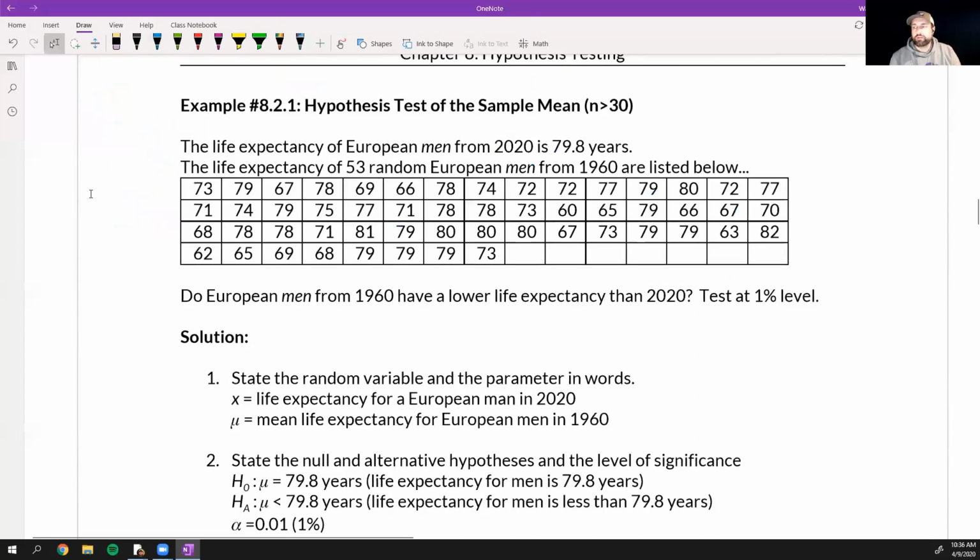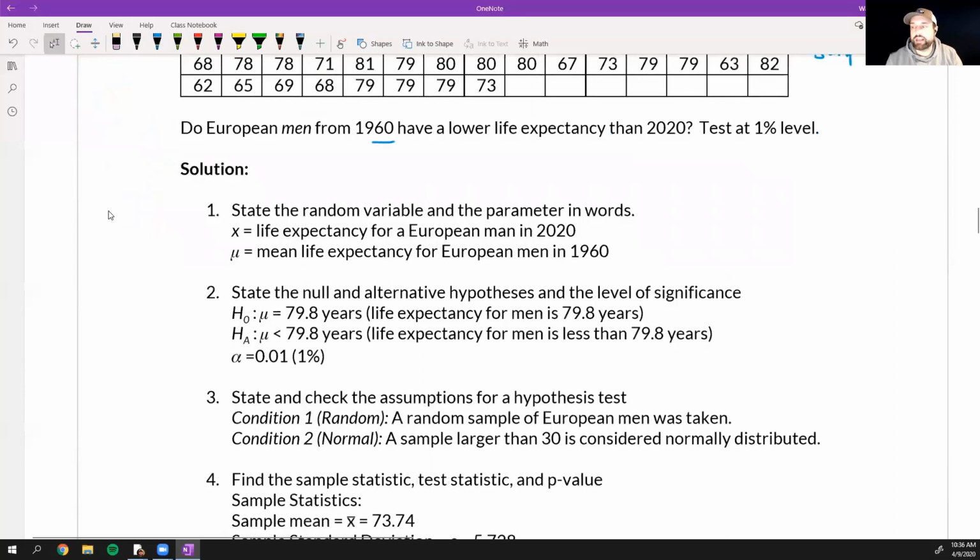So here's an example. The life expectancy of European men from 2020 is 79.8 years. So this is our null. That's the population. The life expectancy of 53 random European men from 1960 are listed below. So here are our sample. Okay. Do European men from 1960 have a lower life expectancy than 2020? Test it at 1%. Lower means less than. So is the mu from 1960 less than the mu from 2020? That's what we're checking, okay?